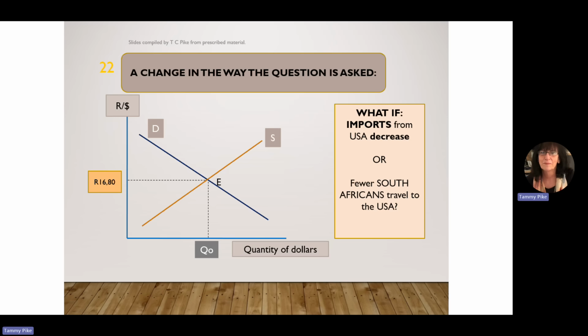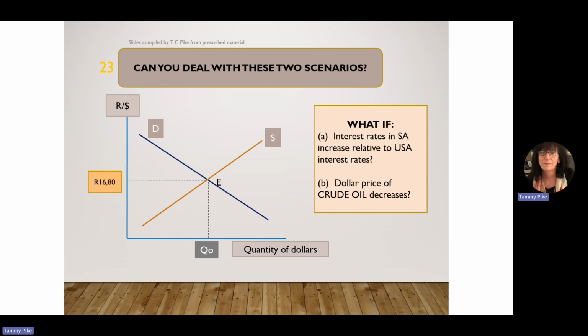And then that's what you tell me in your explanation. The demand for the dollar in South Africa has decreased. The demand curve has shifted to the left. The equilibrium price of the dollar in South Africa has decreased, and that indicates that the rand has appreciated against the dollar. The dollar has depreciated against the rand. And then two different scenarios. Let's have a look at these two.